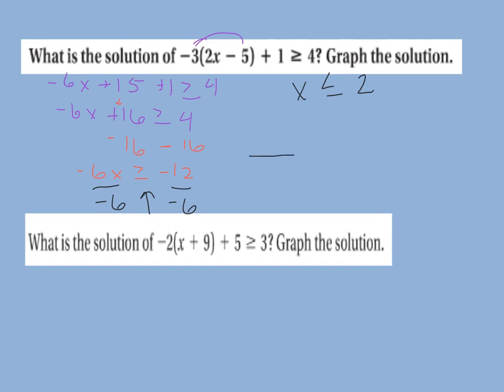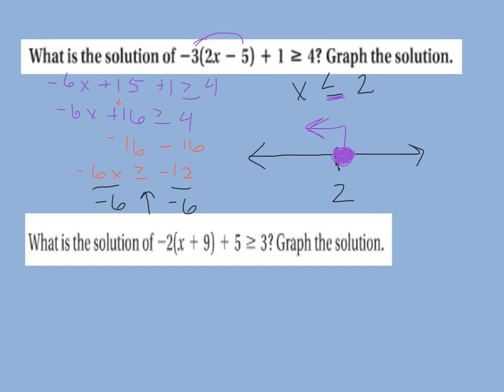So now when you're graphing this, all I care about is the number that we're dealing with. So in this case, it's 2. I know it has to be a closed circle. The reason why I know it's a closed circle is because there's a line underneath, or equal to. And it says x is less than. So anything that's less than 2.